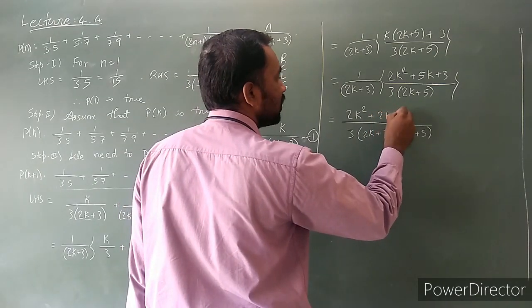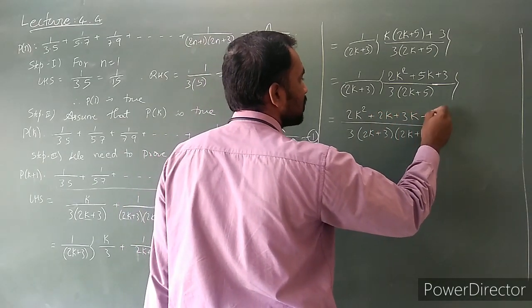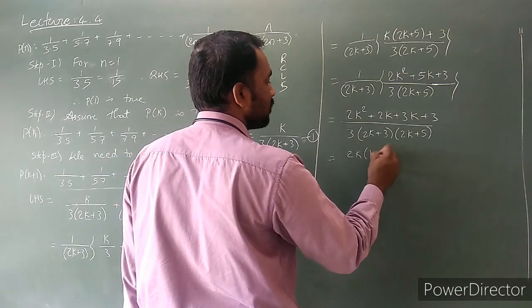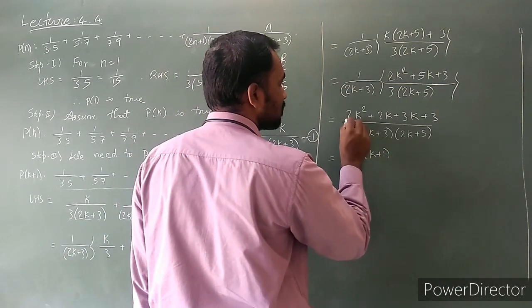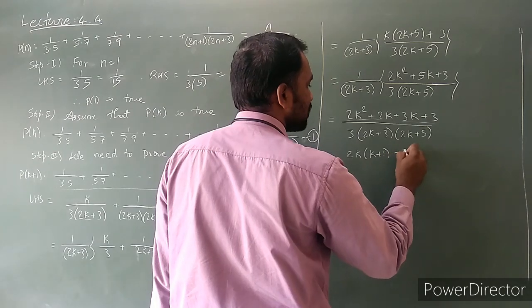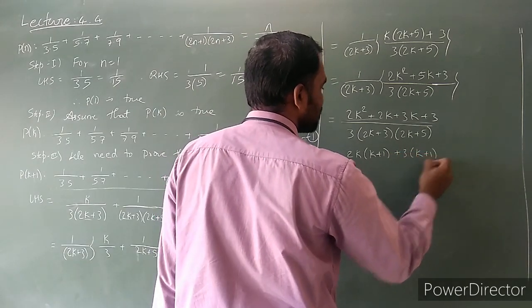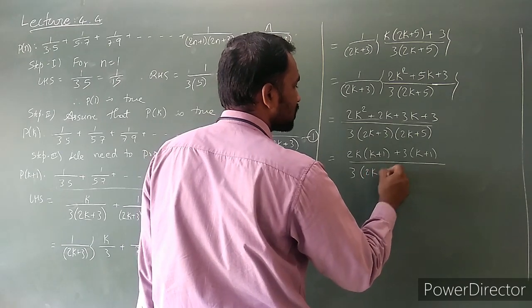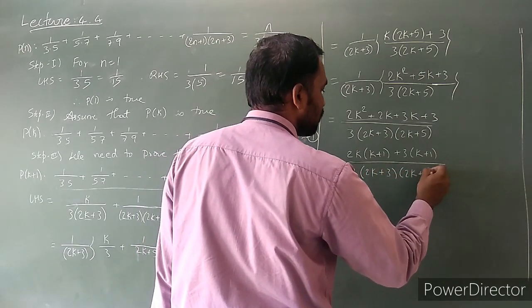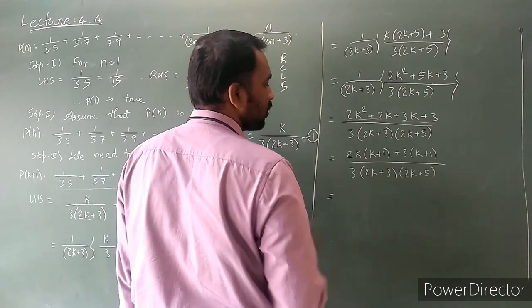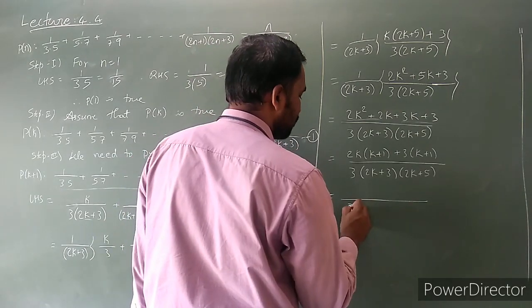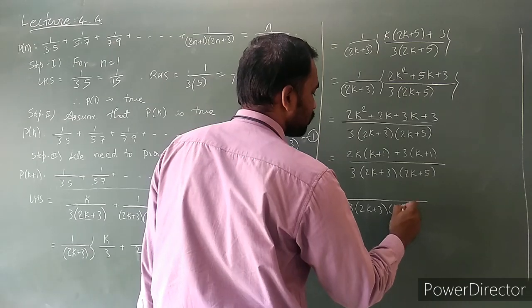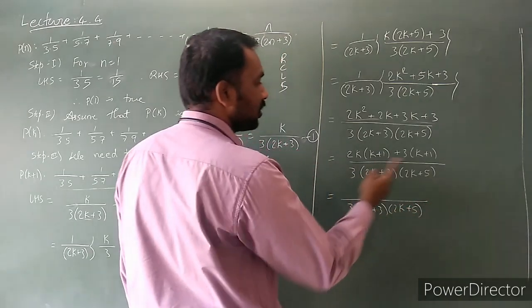2k square plus 2k plus 3k plus 3. Okay, so 2k is common, and k plus 1 is left from the first two terms. From the next two terms, plus 3 is common, and k plus 1 is left. Whole thing divided by 3 into 2k plus 3 into 2k plus 5.